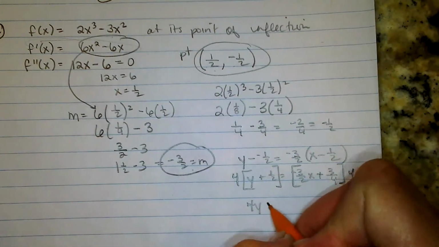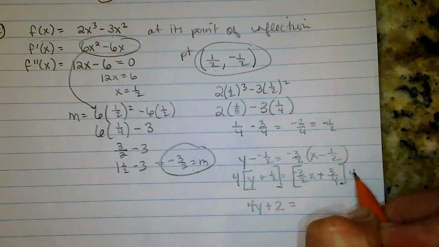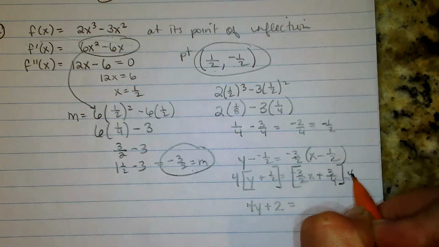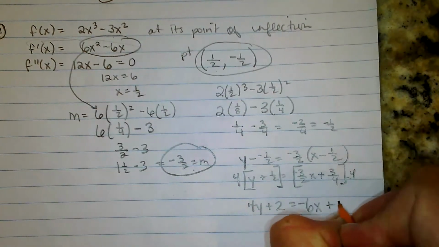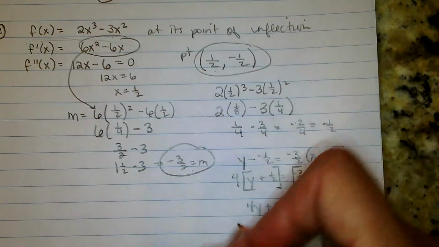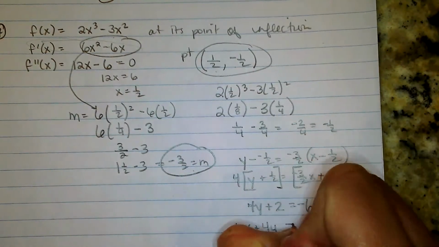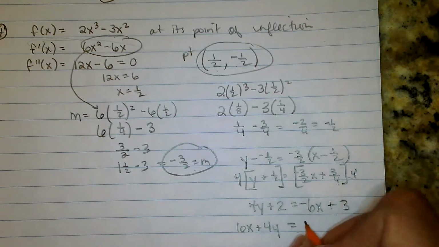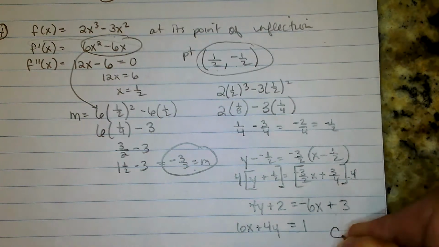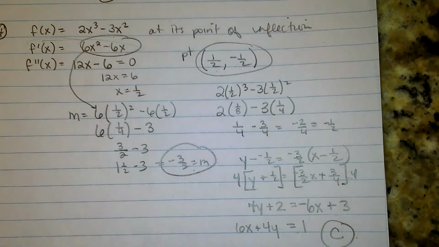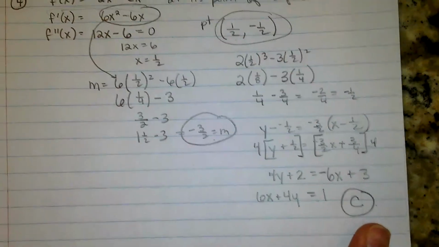It's going to give me 4y plus 2 equals, the 4 and the 2 are going to reduce to 2 times -3 is -6x plus 3. And then when I add my 6x over, I'm going to get 6x plus 4y equals, subtract my 2 over, and I'm going to get 1. So 6x plus 4y equals 1, which is option C. And again, I'm going to check that just to make sure I didn't make a mistake. Number 4, option C.